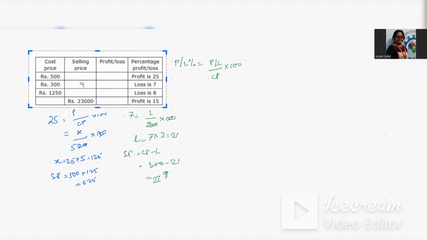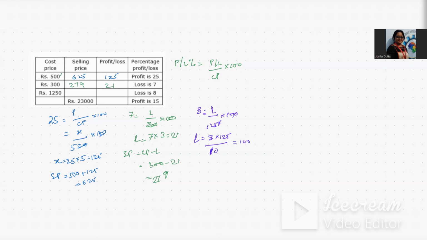Right? The next question coming to my cost price is 1250. My loss is 8. So 8 is equal to loss by 1250 into 100. So what is my loss? 8 into 125 divided by 10. Divided by 10. So this is nothing but equal to 100. 8 into 125 is 1000. Okay. So 100. So what is my loss I have? 100. So what is the selling price that I would have? 1250 minus 100, which is 1150.